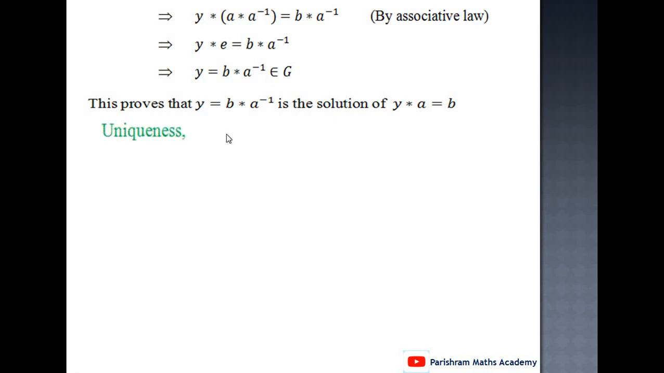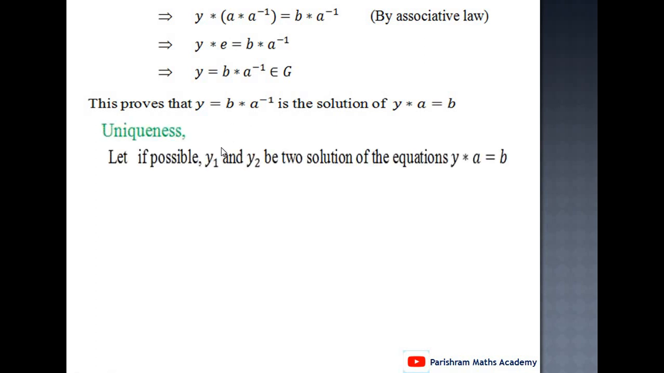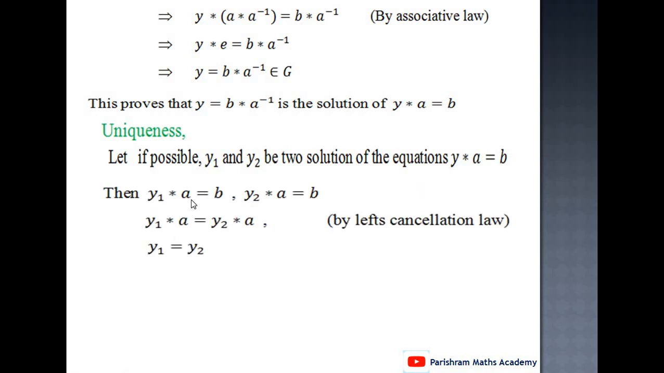Uniqueness. Here we have to prove the solution is unique. Here also we can consider, if possible, y1 and y2 are two solutions of the equation y star a equal to b. We have to prove the solution is unique, that is, we have to prove y1 equal to y2. y1 and y2 are two solutions of this equation, it means y1 and y2 satisfy the equation y star a equal to b. It means y1 star a equal to b, y2 star a equal to b, and therefore y1 star a equal to y2 star a.